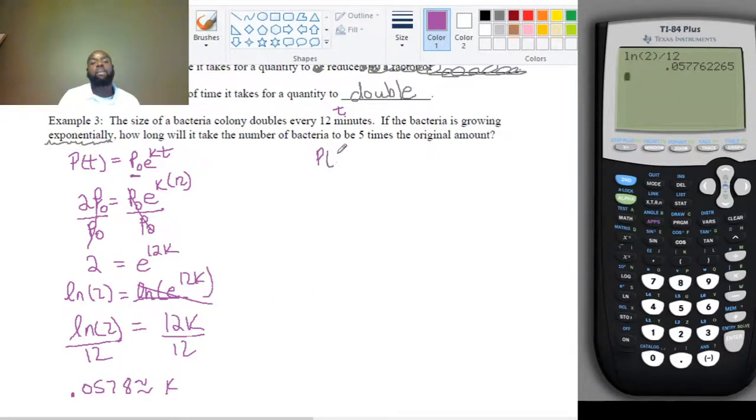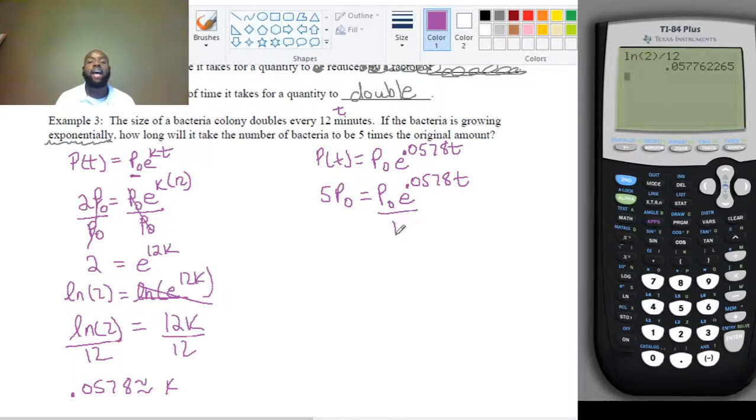So what I have here is that P of T equals P naught times e to the 0.0578 times T. That gives me some information, and I'll submit to you that that gives me enough information to answer the question, even though I don't know P naught, right? It says, how long will it take for the number of bacteria to be 5 times the original amount, right? Well, that means I want to solve for T, and I know when I end up substituting whatever T I'm trying to solve for, I'm going to end up with 5 times the original amount. Well, that's 5 times P naught. So I can do this problem here without having any information about P naught.